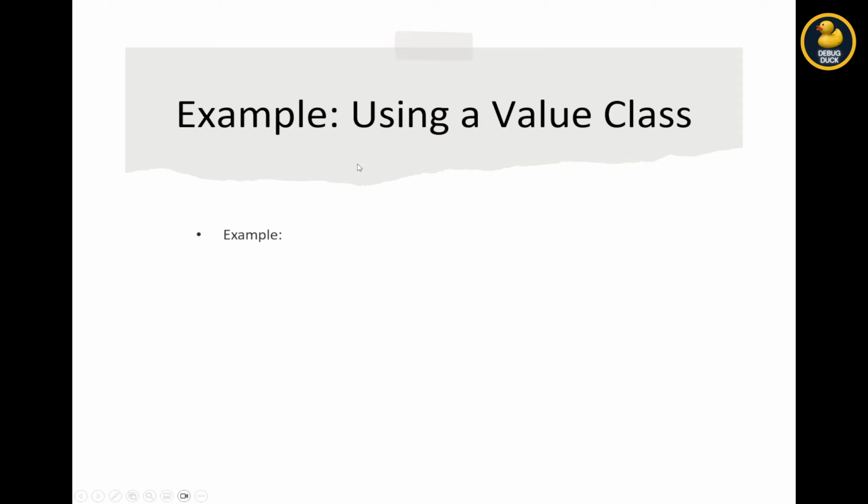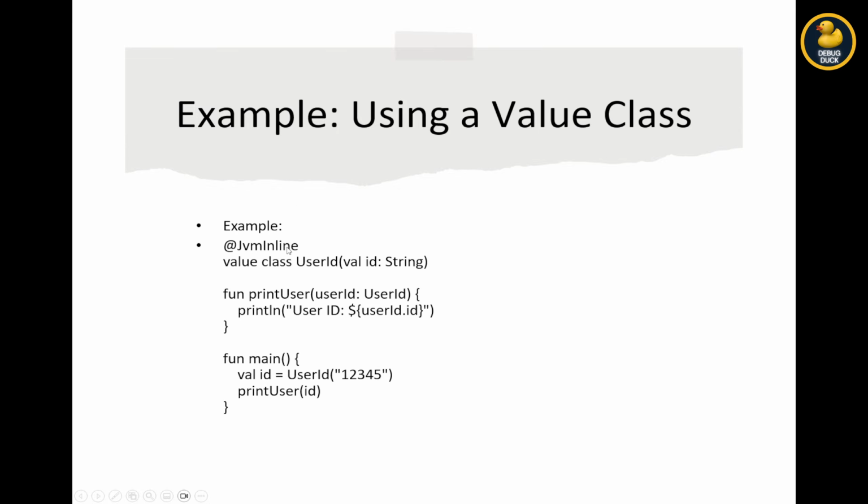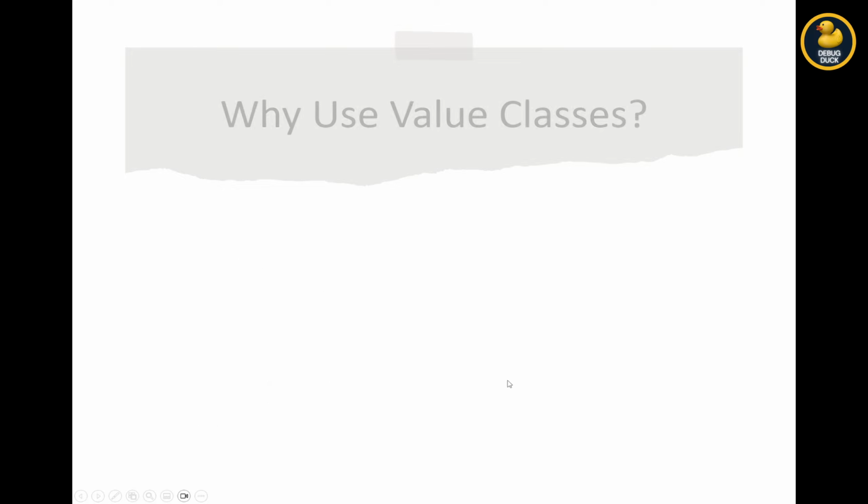Example using the value class: @JvmInline value class UserId(val id: String), and a function printUser that takes the UserId and prints the user ID. Here is the ID, a UserId, and I pass 12345, then call printUser and pass the ID. This ensures we pass a UserId instead of a raw string.